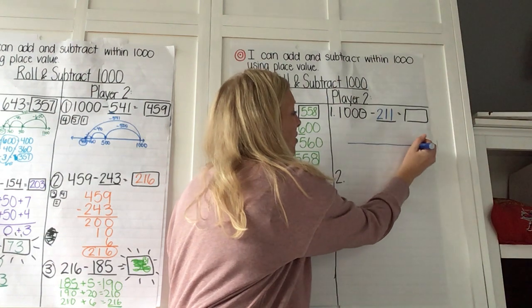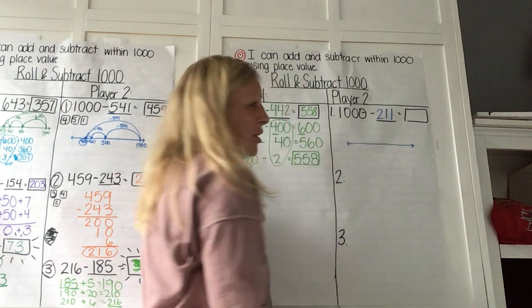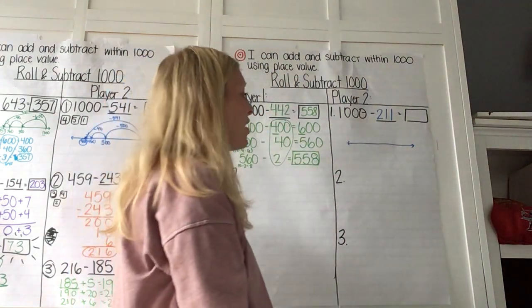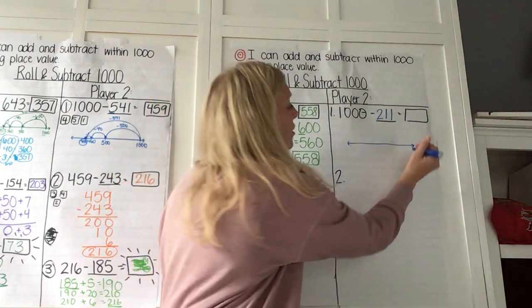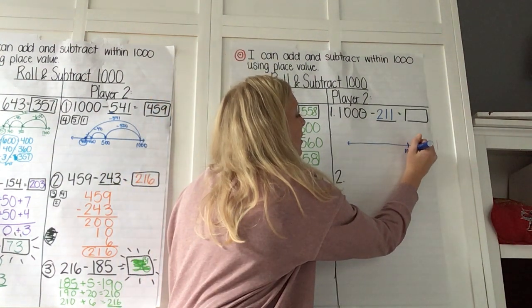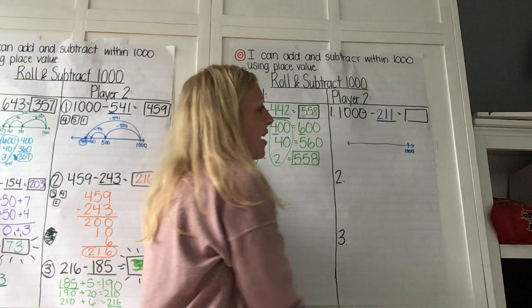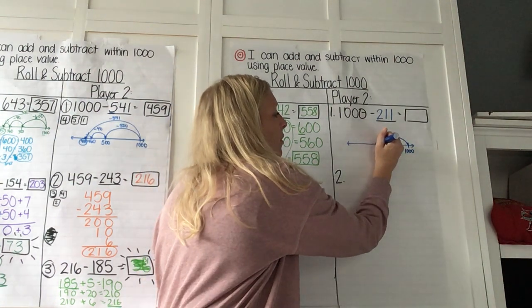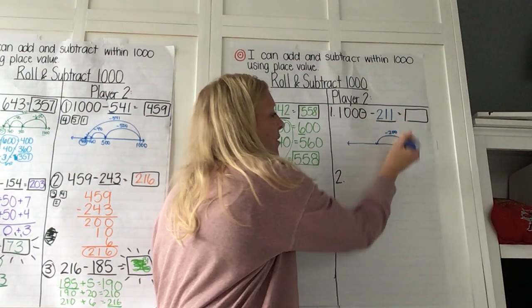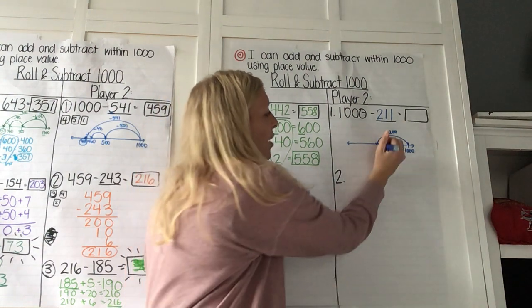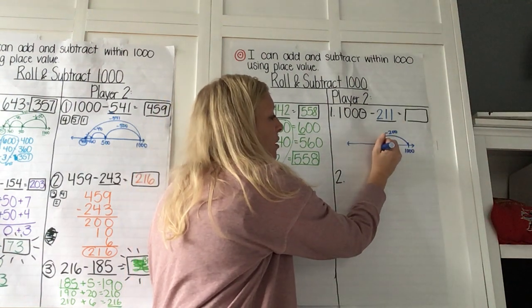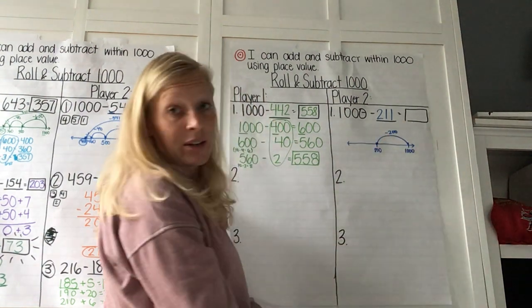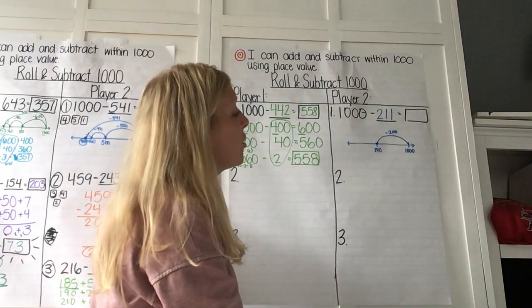Alrighty, 1,000 take away 211. Where are you going to start on this number line, my friend? 1,000. All right, what are you going to do next? Take away 200. Okay, and when you take away 200 from 1,000, what do you land on? 800.